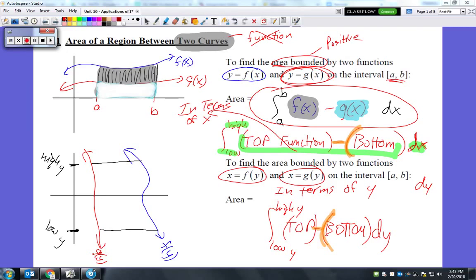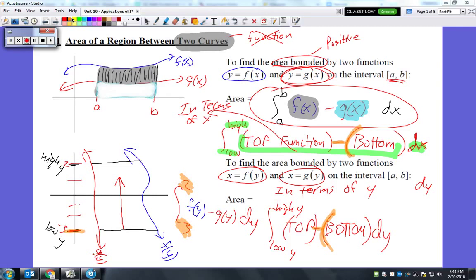And it would be integrated in that direction. So, for instance, let's say that this was negative 3 and this was 2. It would be from negative 3 to 2 of the top function, which is f of y, minus the bottom function, which is g of y, with respect to y. So that's where we do the dy. Okay? Now, these bounds right here are a little tricky.